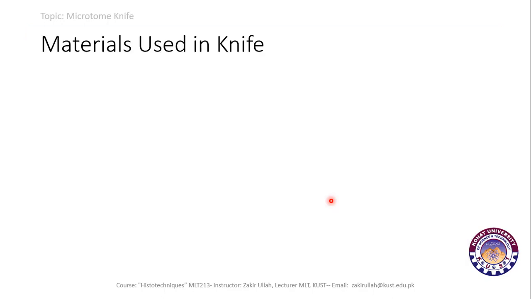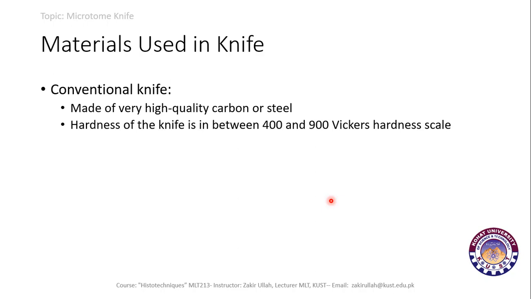The different materials which are used in knives. So, the conventional knife is made up of very high quality carbon or steel, and the hardness of the knife is between 400 to 900 on the Vickers hardness scale.